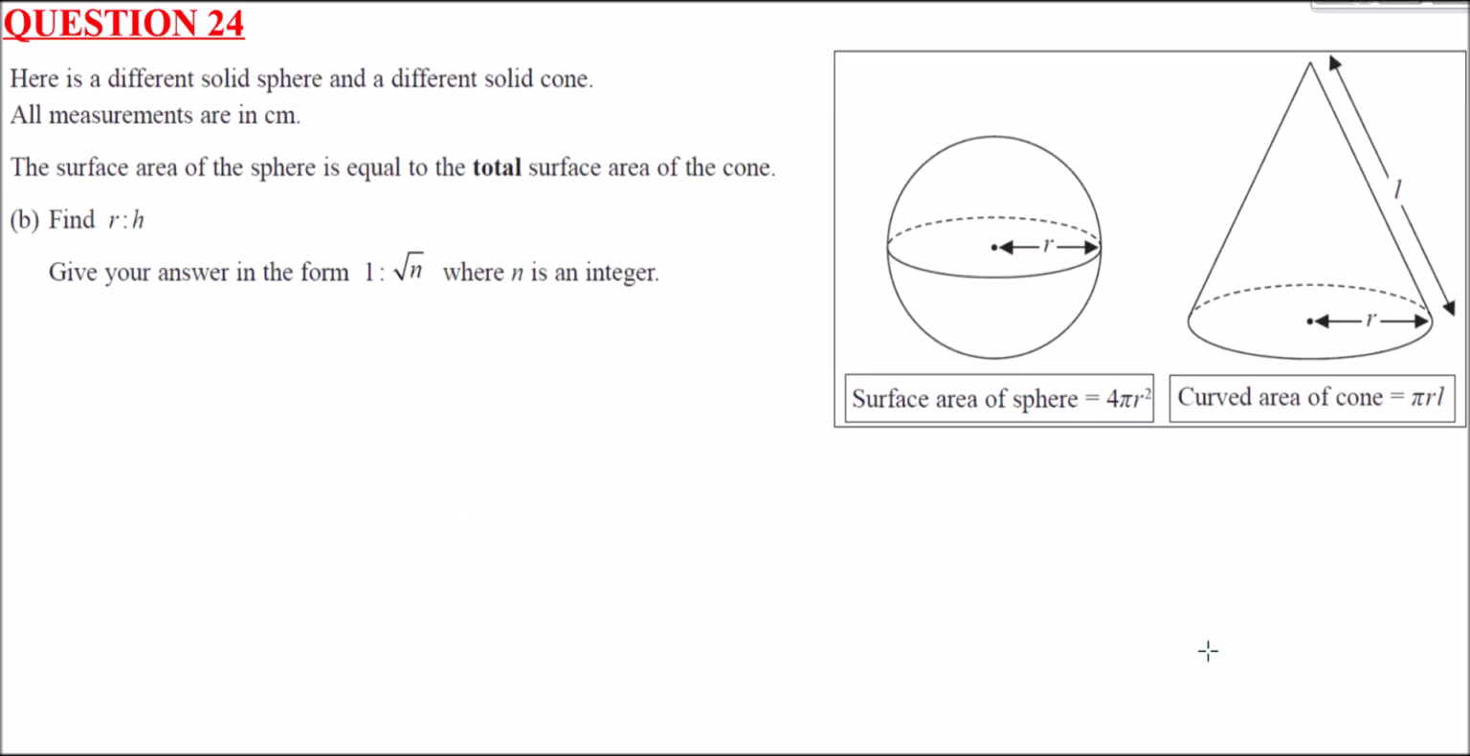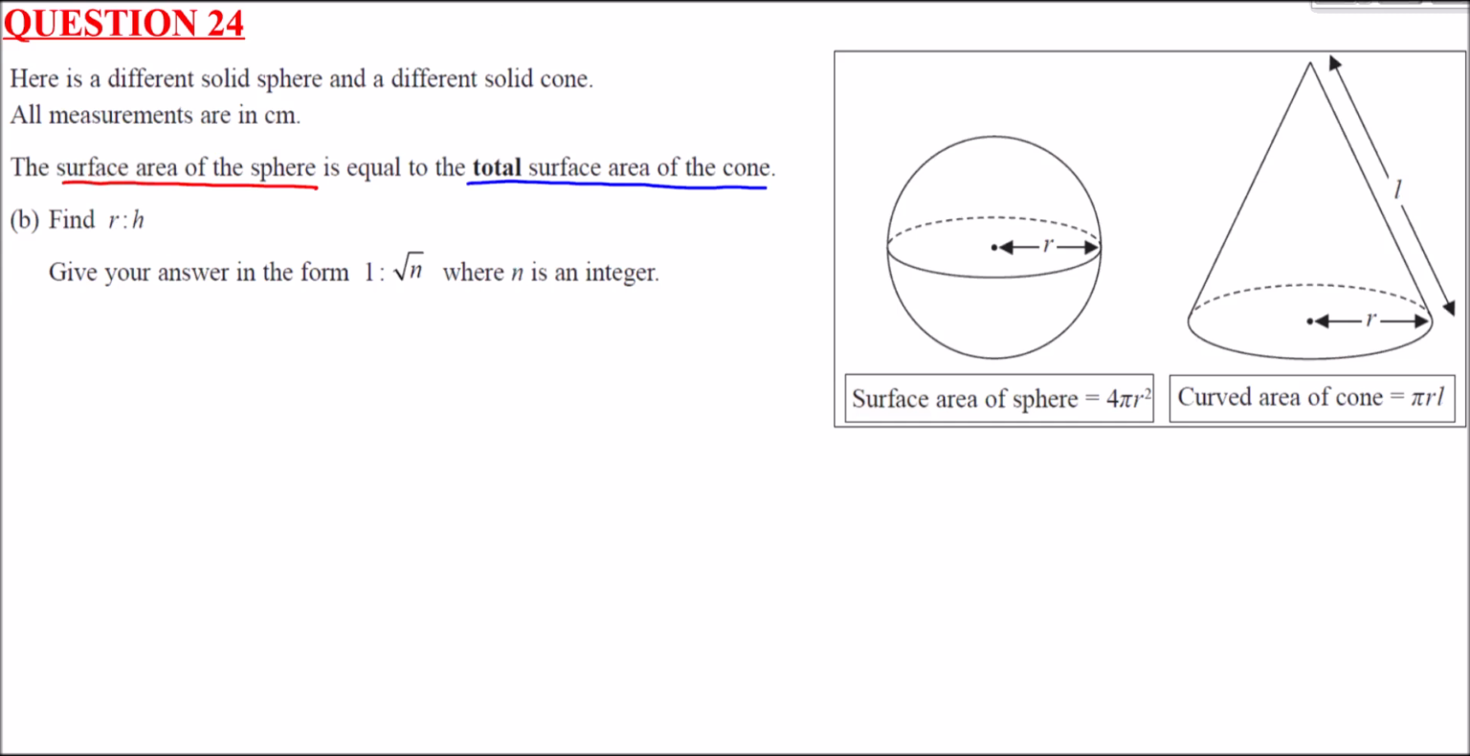Part B, we have a different solid sphere now and a different solid cone. All measurements still in centimetres. The surface area of the sphere this time is now apparently equal to the total surface area of the cone. Again we need to find the ratio of r to h, but this time we're being asked to give our answer in the form 1 to root n, where n is an integer.